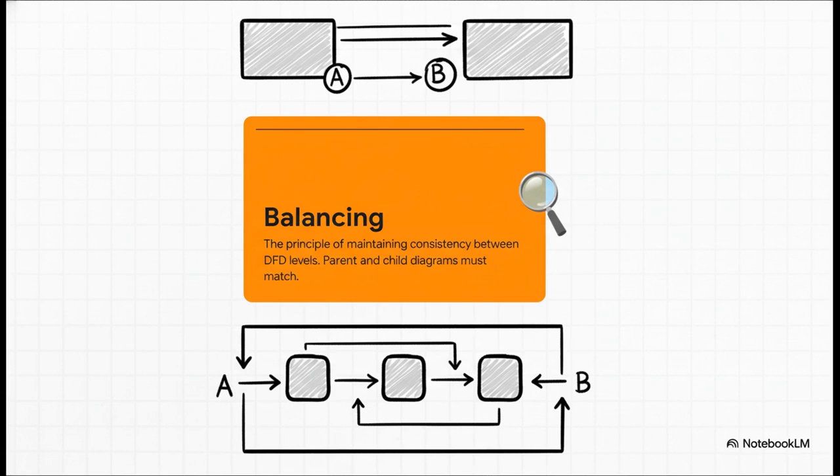But as you're building all these different levels, there is one rule that is absolutely non-negotiable. It's called balancing. All it means is that when you explode a process to show more detail, the inputs and outputs have to stay exactly the same. You can't have data just appearing out of nowhere or vanishing into thin air between levels. Whatever data flows into the parent bubble on the higher level has to flow into the more detailed diagram on the lower level. Same for the output.